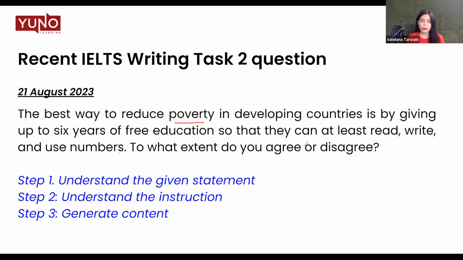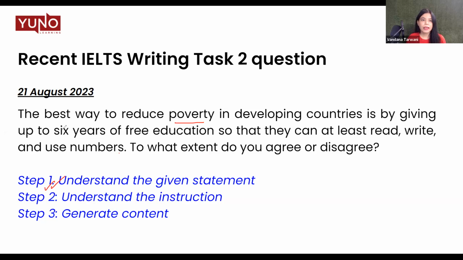Now, the moment you get an essay question on the day of exam, trust me when I say this, please do not start writing straight away. You need to understand the question properly. Your step number 1 is understand the given statement, understand the intricacies that are there. So let's understand this question together.